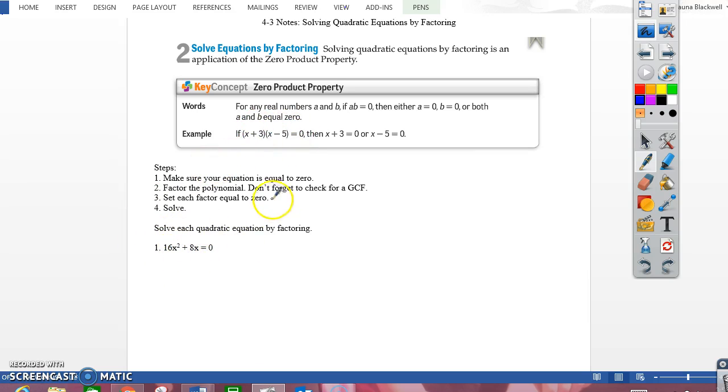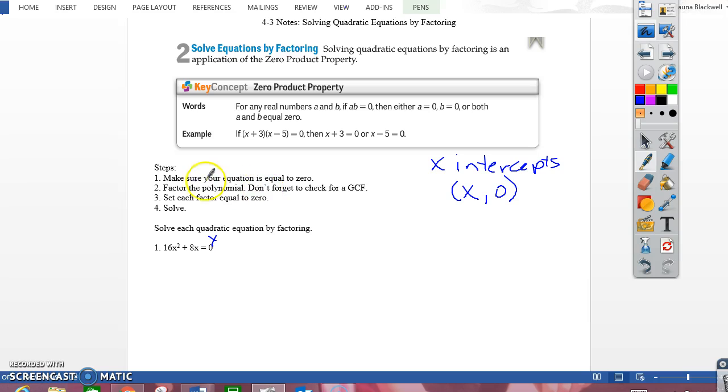And the first thing we have to do is make sure it's equal to 0. Because remember, when we solve a quadratic equation, we're looking for the x-intercepts. And remember, x-intercepts have some x value, but the y value is always 0. So if we think of this as y equals this quadratic function, we're looking for where the y value is 0. So the first thing we have to do when we're solving quadratic equations by factoring is make sure that our equation is equal to 0.